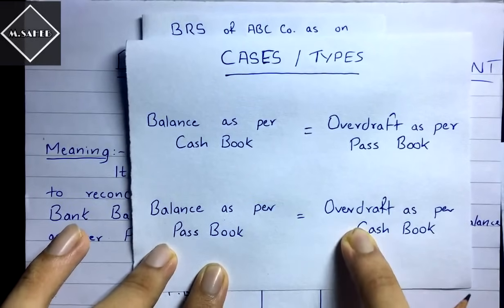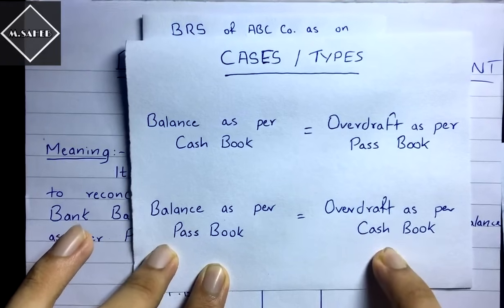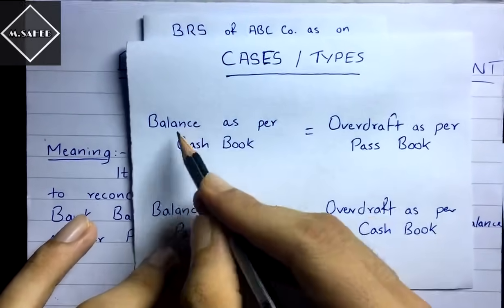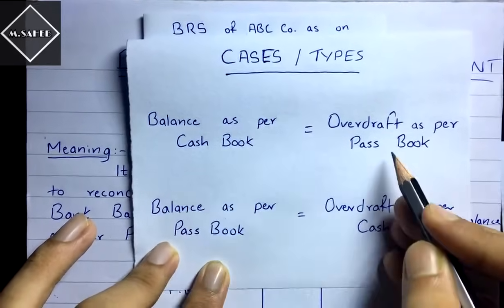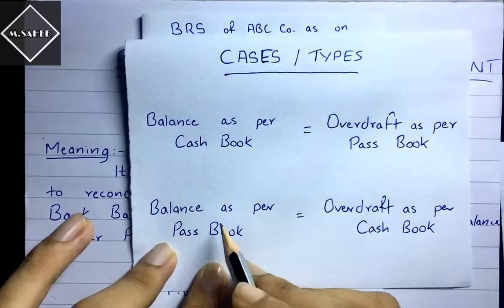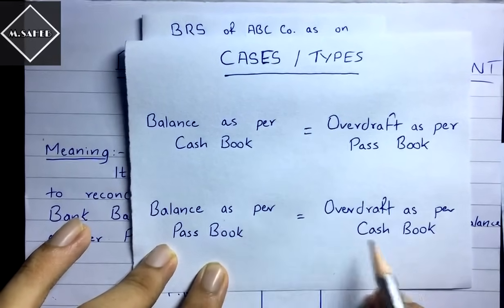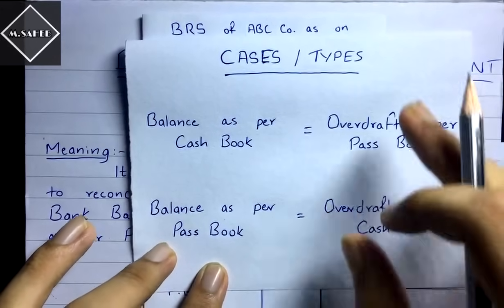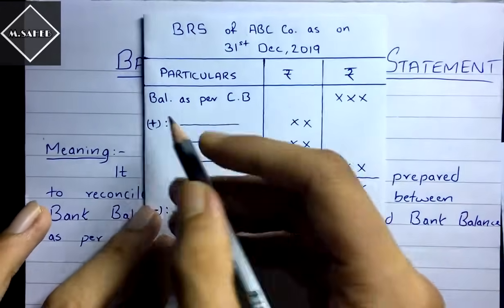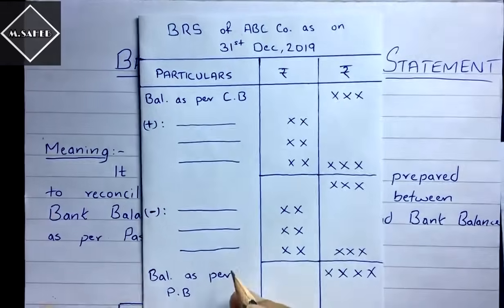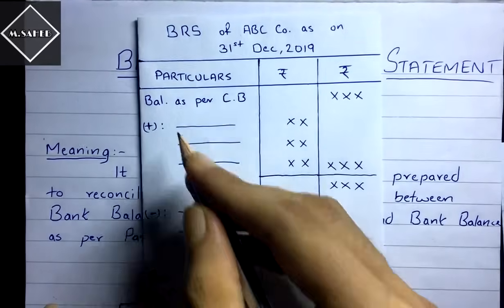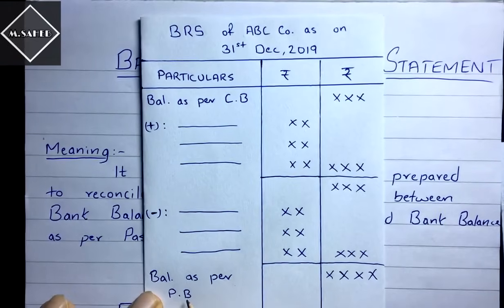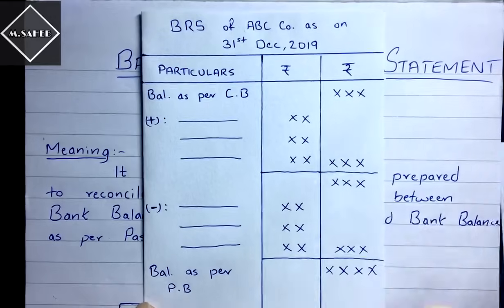We will solve this problem in the next video and you will see how easy this is. So it is very simple. Balance as per CashBook and overdraft as per Passbook: balance and overdraft are opposite, CashBook and Passbook are opposite. This is same. And here also balance and overdraft opposite, Passbook and CashBook opposite. So this is same. So if you start with overdraft as per CashBook, then you will arrive at overdraft as per Passbook. If you start with overdraft as per Passbook, you will arrive at overdraft as per CashBook. It is very simple. We will see this in the next video.